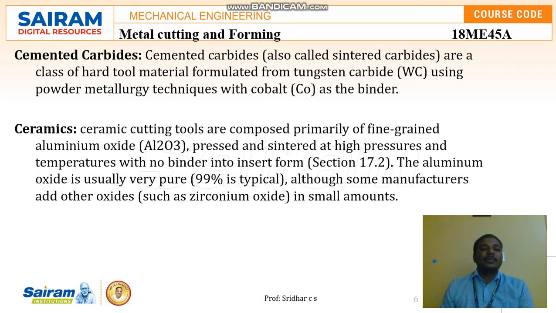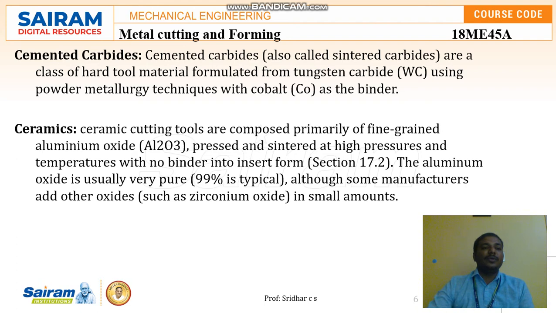Next we are going to talk about ceramic cutting tools. Ceramic cutting tools are composed primarily of fine grained aluminum oxide, which is then pressed or sintered. Sintering means mixing at high temperatures with a blender. The aluminum oxide is usually very pure, and we mix it with the ceramics and aluminum. So here also we use the ceramic cutting tools.